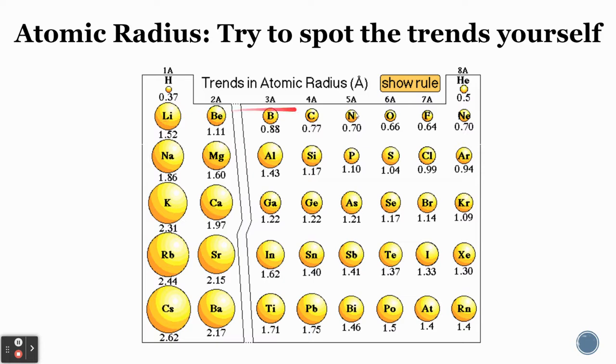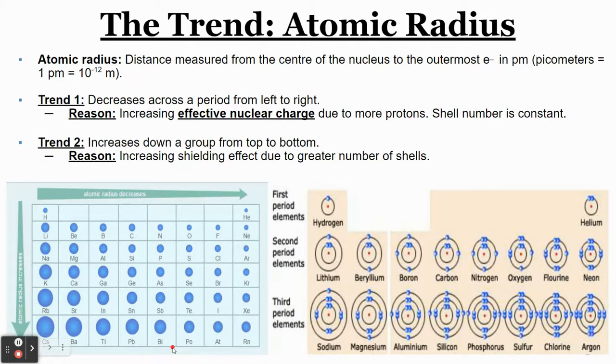So from left to right, size decreases. And that is generally what seems to happen within a period. So in a period, size decreases from left to right, but in a group, going top to bottom, size seems to increase. So let's take a look at that trend and let's take a look at why that is.